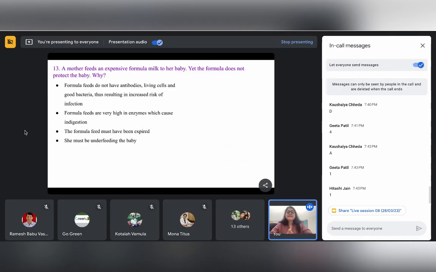A mother feeds an expensive formula milk to her baby, yet the formula does not protect the baby. Why? Answers. Why is everybody silent now? Bullet 1. Okay. Anybody else? It's again a very straightforward question. You have gone through the concept. Please read the options and you'll just get the answer.